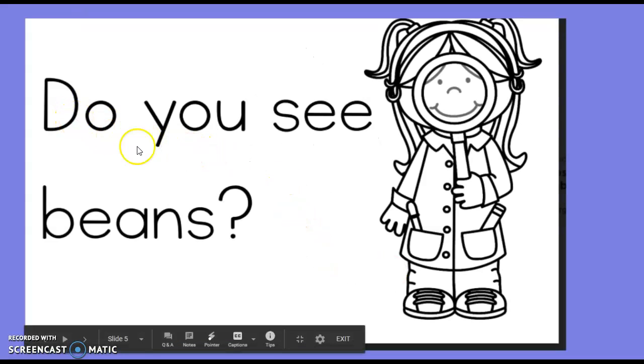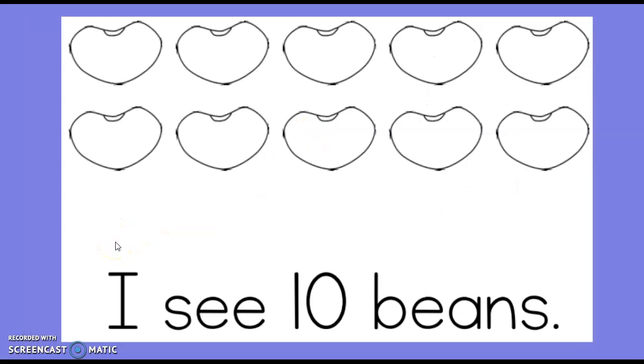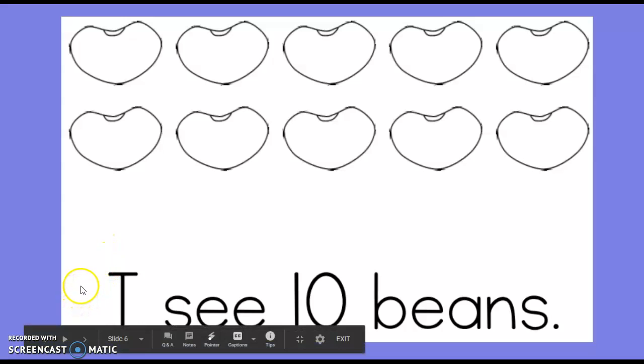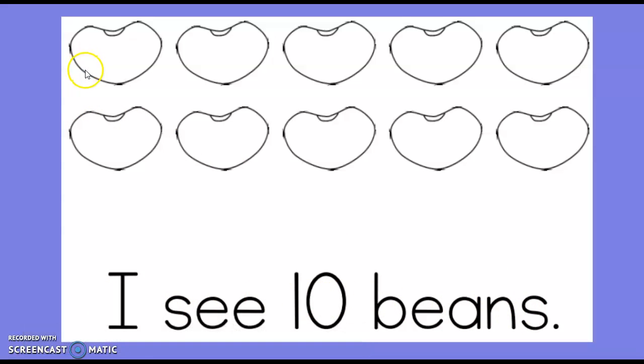Let's read. Do you see beans? Right, make sure you're on this page. I see 10 beans. Miss Blanks, how do you know there's 10 beans? Well, I can count them. 1, 2, 3, 4, 5, 6, 7, 8, 9, 10. So there are 10 beans. Okay. Now, remember what 10 beans look like, because I'm going to show you a trick to help you count faster.